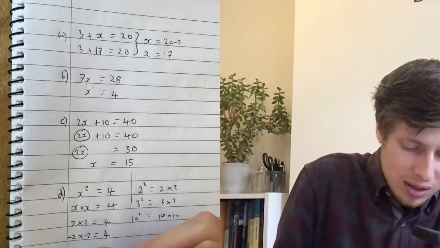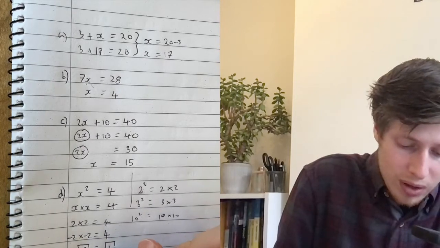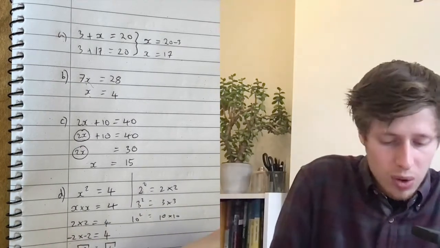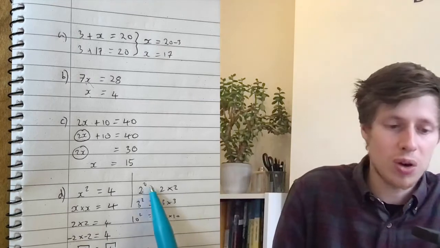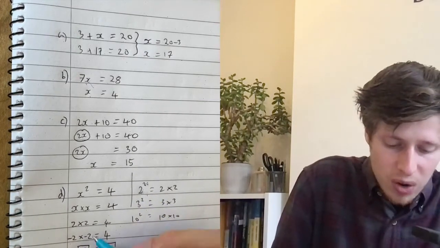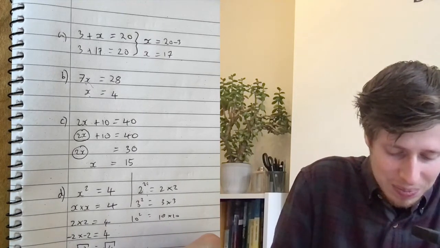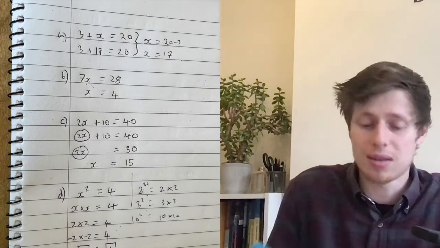Another way we could have done this is by taking the square root. So x squared equals 4, and we could have square rooted both sides. Well, square rooting is the opposite of squaring, the opposite of raising something to the power of 2. So the opposite of squaring x squared is that we're just going to get one of those x's.